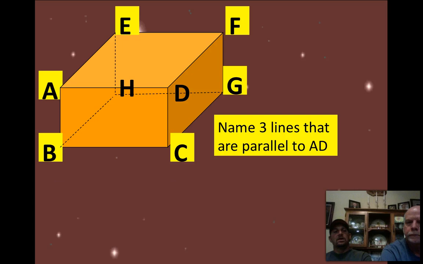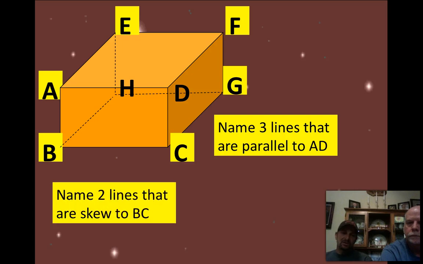Then after you do that, we want you to name two lines that are skew to BC. Now they only want two, but how many are there, Mr. Scritchfield? I'd have to count. To BC? I see four. So we're only asking you for two, but for extra credit, see if you can find all four. Yeah, four. See if you can do that.